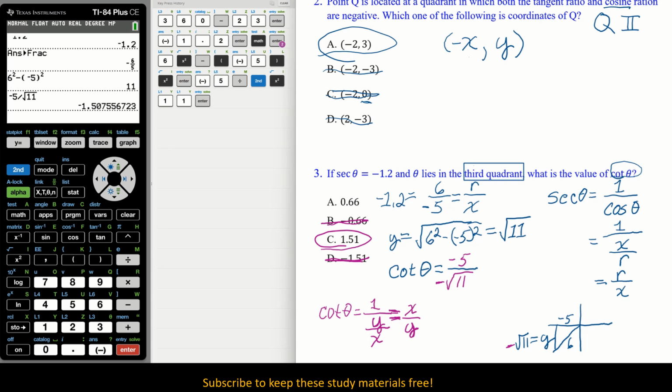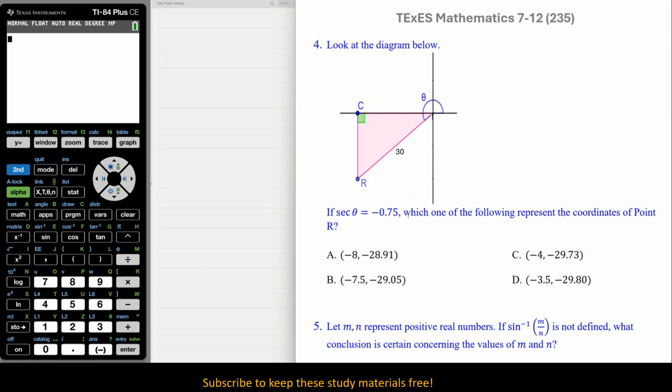Okay, let's move on to number 4. Look at the diagram below. Okay, it's another triangle situation. If secant theta is equal to negative 0.75, which one of the following represents the coordinates of point R?